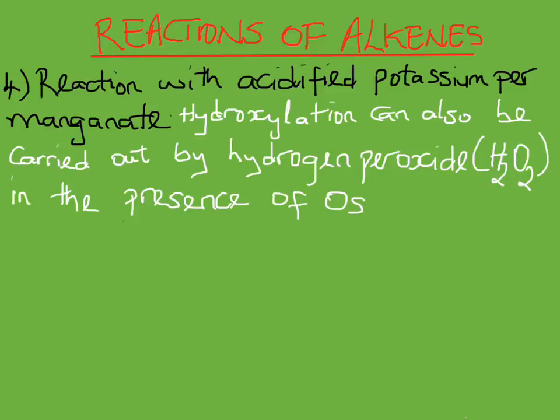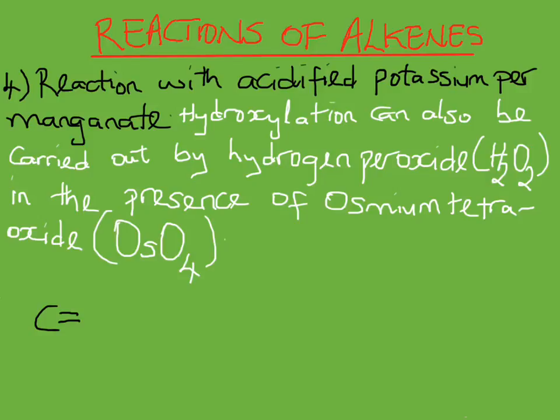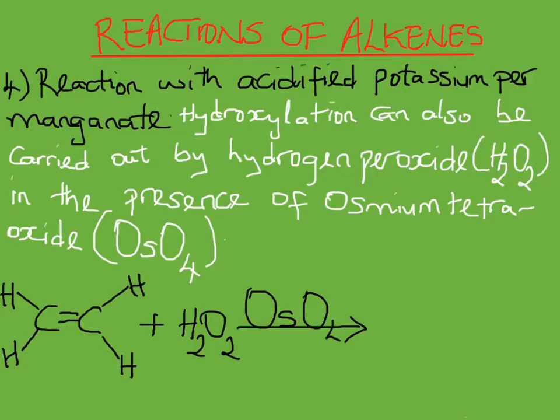And this hydrogen peroxide is being used in the presence of osmium tetraoxide as catalyst. As you can see from the example there, we have our ethene plus hydrogen peroxide in the presence of osmium tetraoxide is going to give us ethane-1,2-diol.